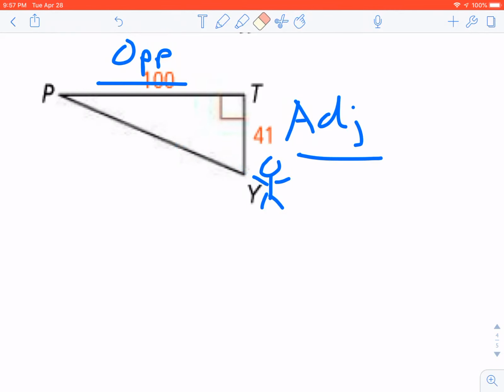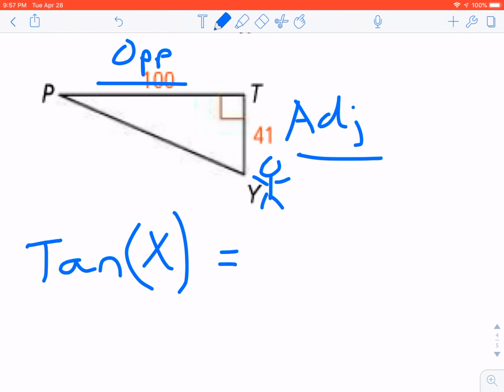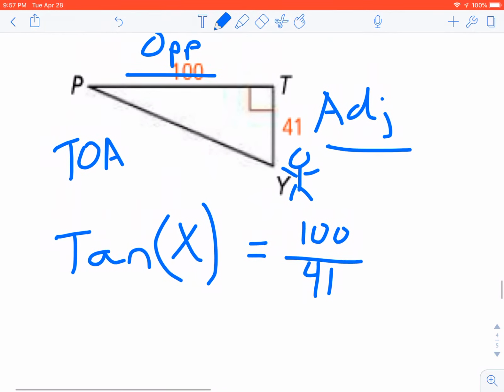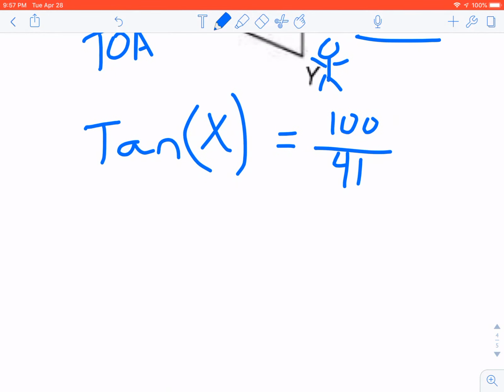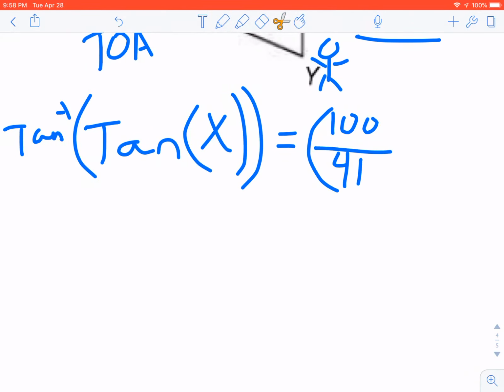I'll clean up my picture a little bit. So I want the tangent. Now I'm going to call the angle x. You could call it y, you can call it anything. It's just the tangent of the unknown angle. Okay, so the tangent of x is equal to, and TOA is spelled OA, so 100 over 41. I want to undo that to get x by itself, so I'm going to take the tan inverse of both sides.